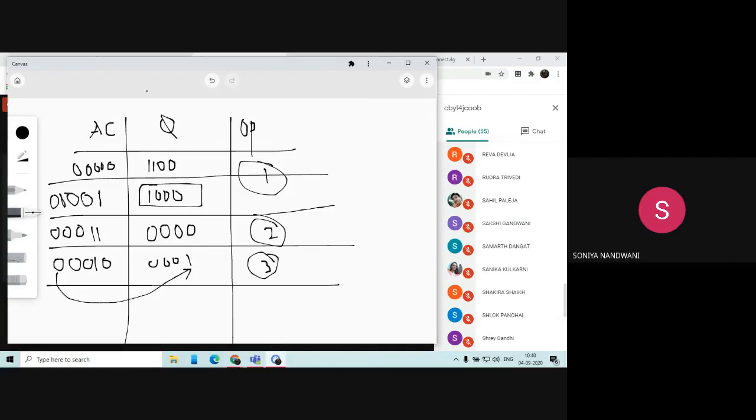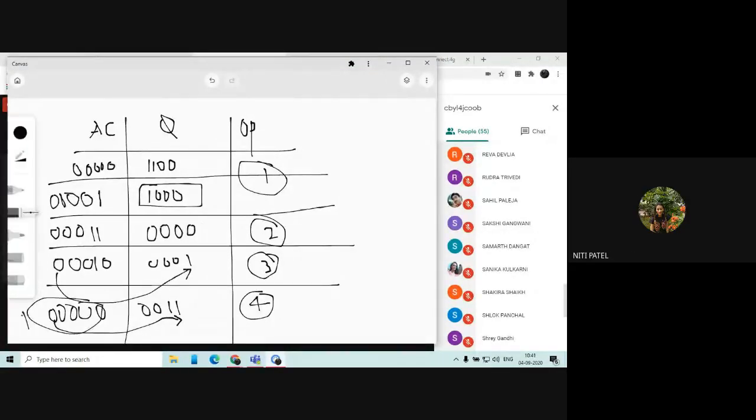Sonia, cycle 4. Yes, ma'am. AC is 5 zeros, and Q is 0011. Okay. Restoring is not performed because AC is 0, so you have directly changed your 0 to 1. So what is your final result? Do I have to go to any other cycles or do I have to stop here? Stop here. We have to stop here.